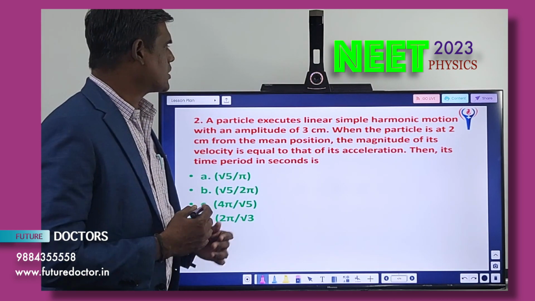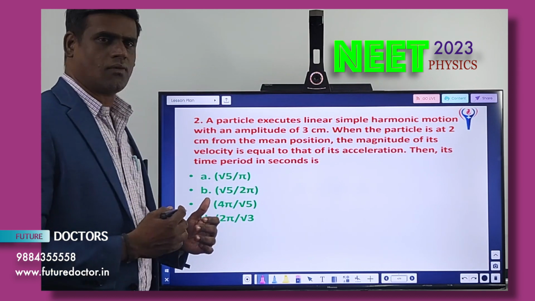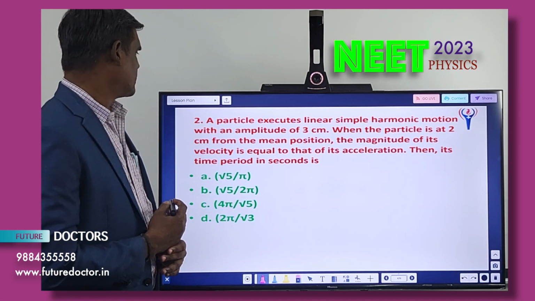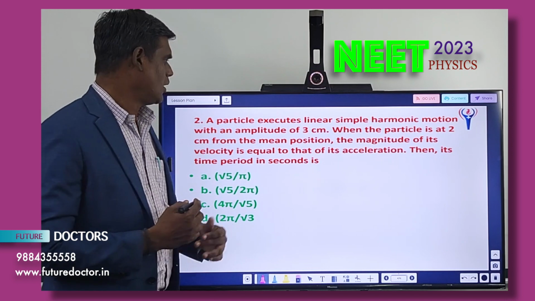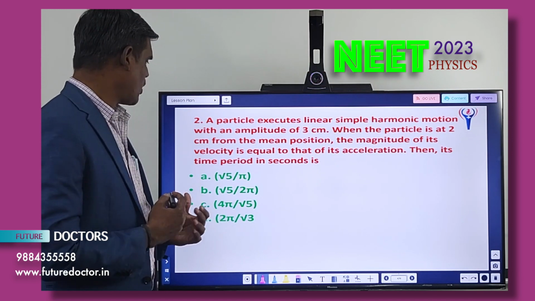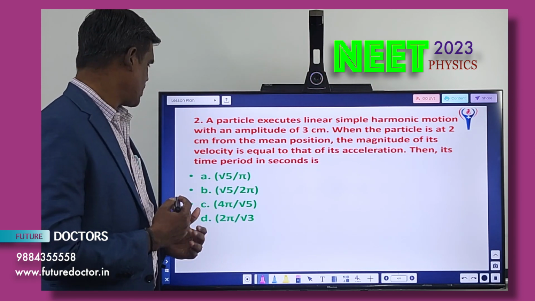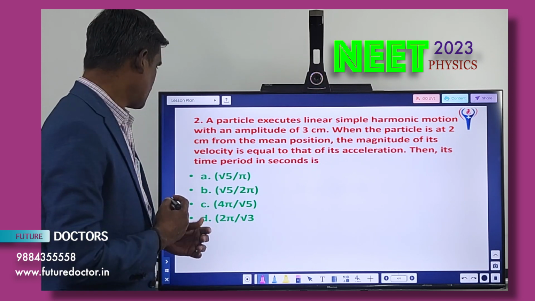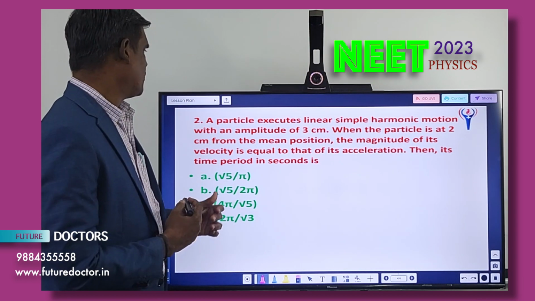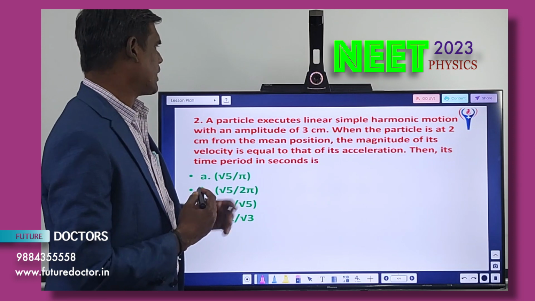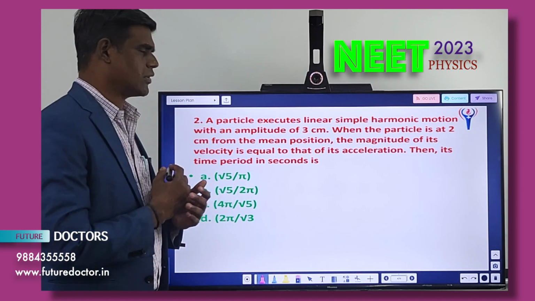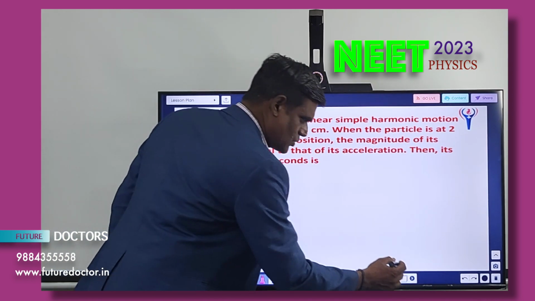A particle executes linear simple harmonic motion with an amplitude of 3 centimeter. When the particle is at 2 centimeter from the mean position, the magnitude of its velocity is equal to that of its acceleration. Then its time period in second is dash. A option root 5 by pi. B option root 5 by 2 pi. C option 4 pi by root 5. D option 2 pi by root 3. That is, by knowing the relation between time period, acceleration, amplitude and displacement of the particle, you are able to find the solution for this question. Let's move to question number 3.